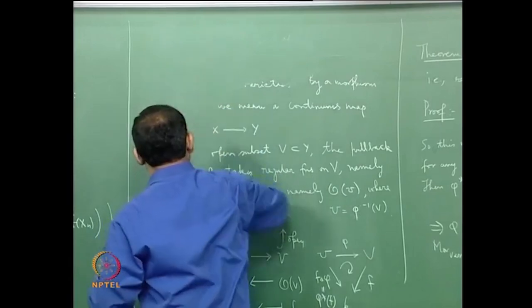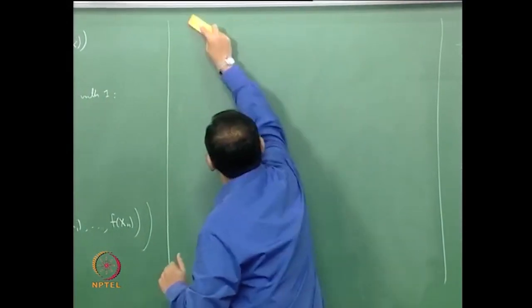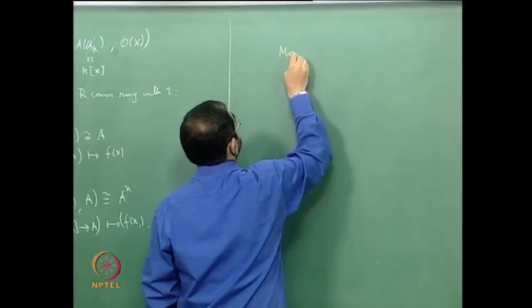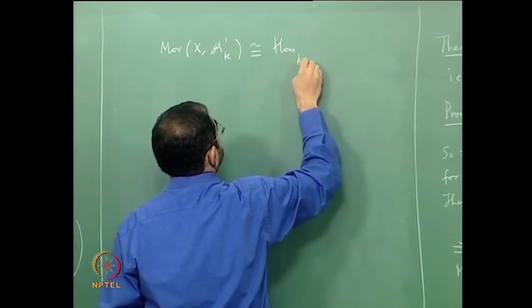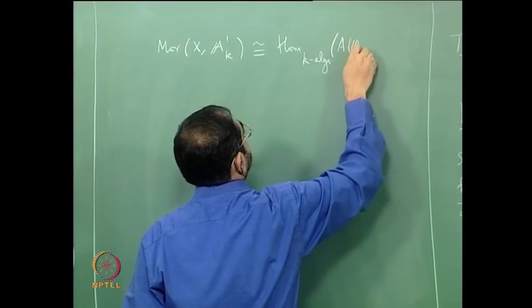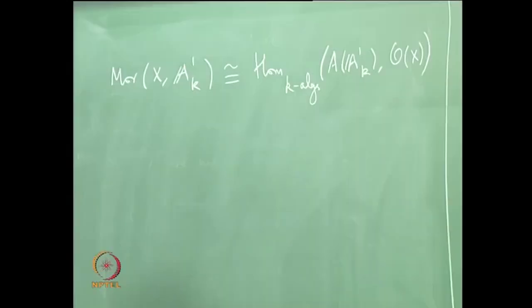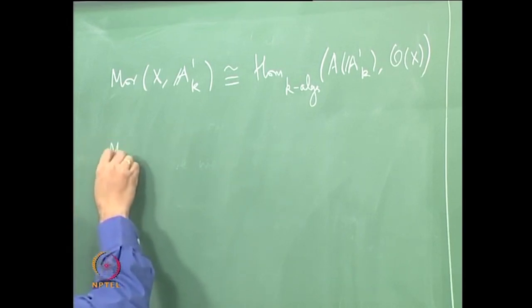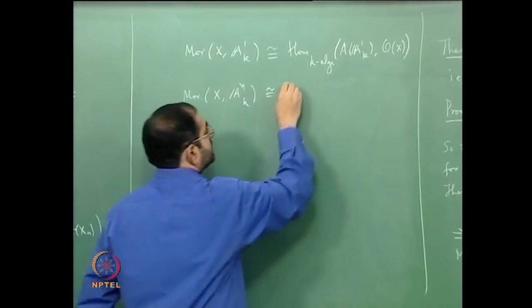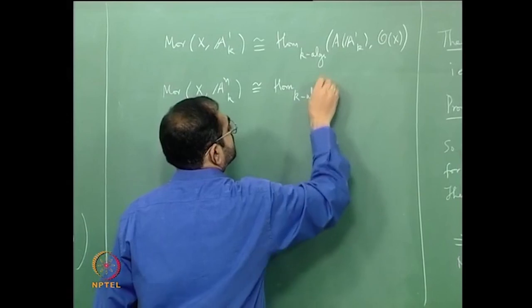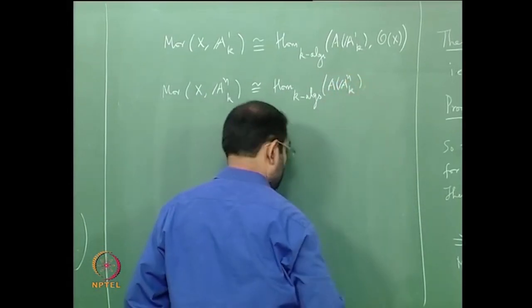It generalizes like this, and it's very beautiful. Morphisms from X to A1 can be identified with homomorphisms of K-algebras from A(A1) to O(X). And morphisms from X to An can be identified with homomorphisms of K-algebras from A(An) to O(X).